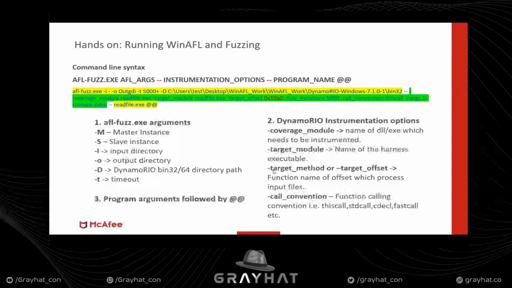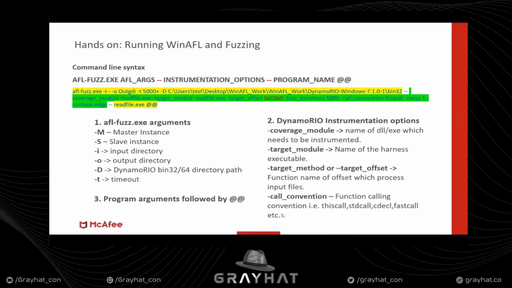Then you can use any one of these, that is target method or target offset. If you have symbol support, then you can use the function name. Like in our case, instead of target offset, we can simply use target method as process image. In case you don't have symbol support, then you can use target offset and you can give the offset of the function. This is actually the offset of the first function, which you can figure out by using WinDBG or any other techniques which you are familiar with.